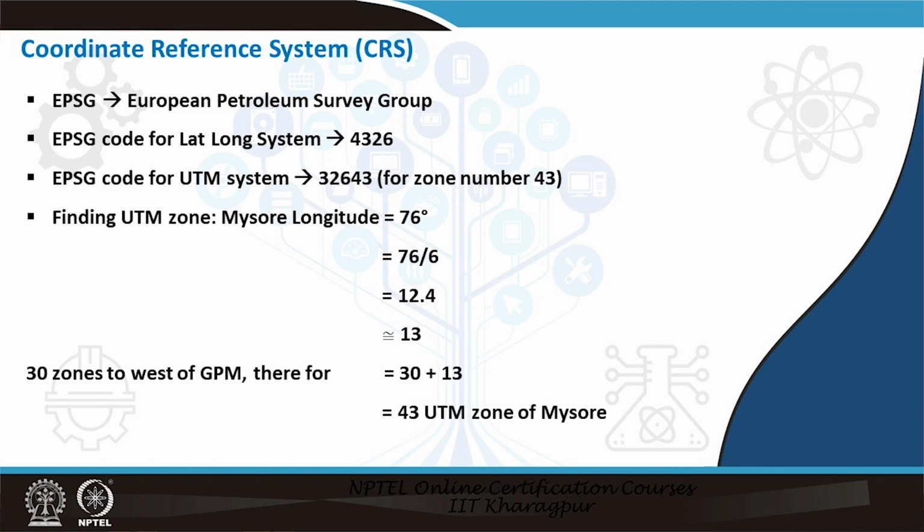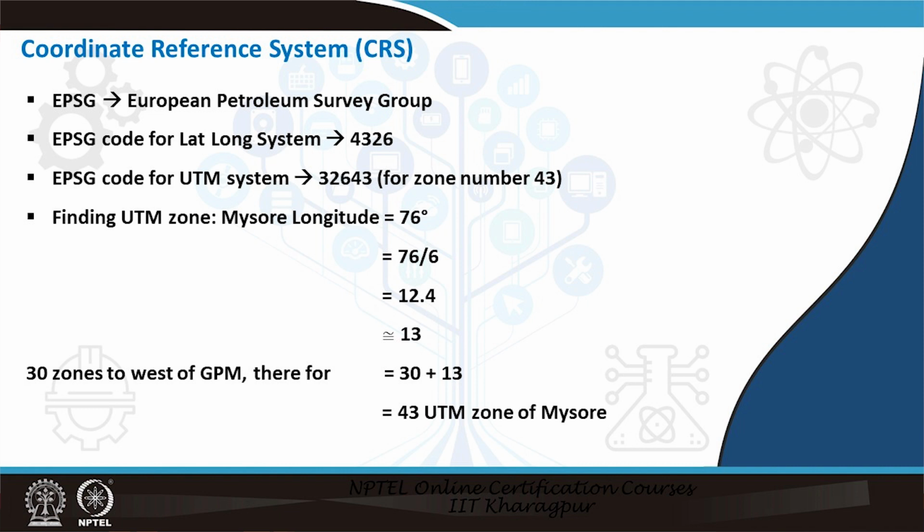Now let us say you don't know a place's UTM zone. How do you find it? Finding the UTM zone is very simple. For example, if I consider Mysore, the longitude is 76 degrees. What you need to do is divide the 76 degrees by 6, because in the UTM system we consider the world as 360 degrees, and the 360 degrees is divided into 6-degree zones each. If I divide 360 by 6, it is 60. 60 zones is the total number of zones covering the entire earth.